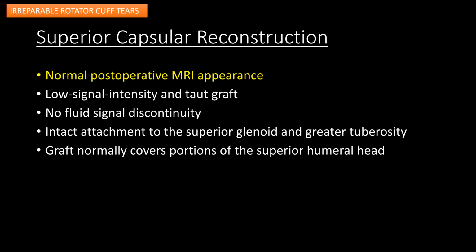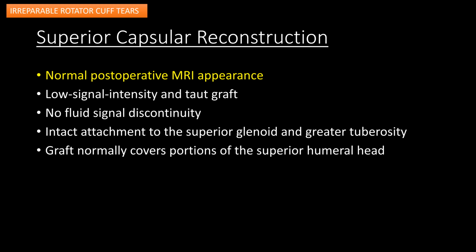So what's the normal postoperative appearance of superior capsular reconstruction? Again, depending on what kind of graft they use, you would expect to see low signal or maybe intermediate signal. The tendon should be taut, should not have any fluid signal discontinuity. It should have an intact attachment. So things that you want to check is whether the glenoid attachment is intact, the humeral attachment is intact. The graft should normally cover a portion of the superior humeral head.